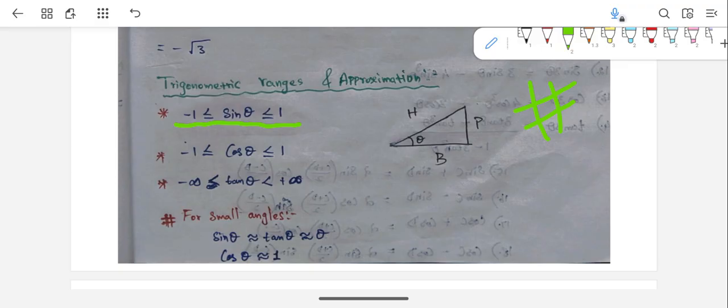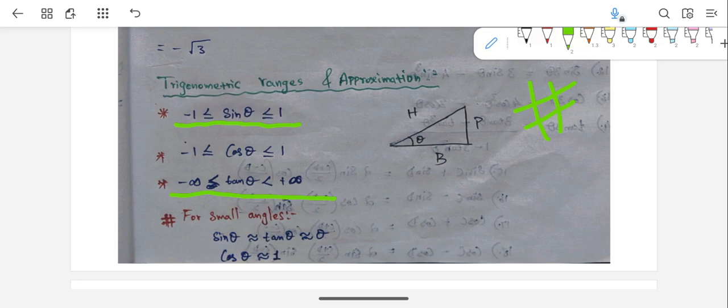So that is the range for the sine theta value. The range is between minus 1 to plus 1. The same holds for cos theta also. And for tan theta it is from minus infinity to infinity, so any value it can be for tan theta. The main thing is about sine and cos.